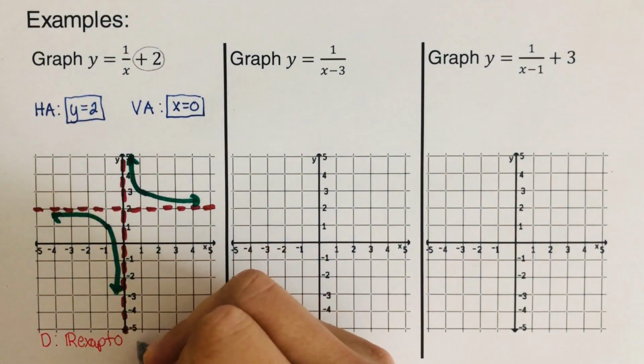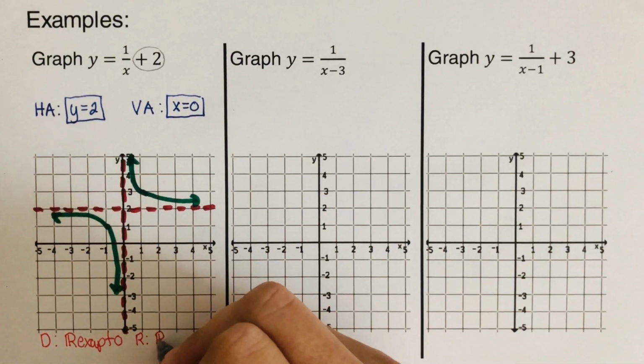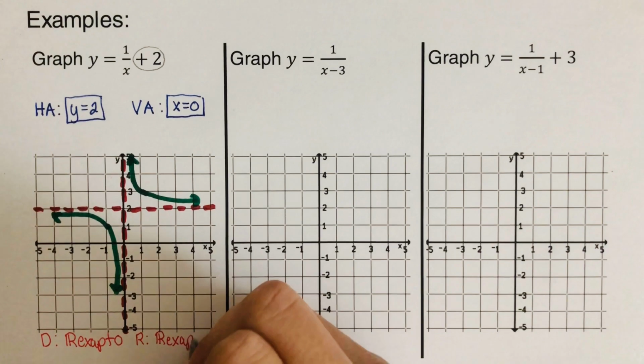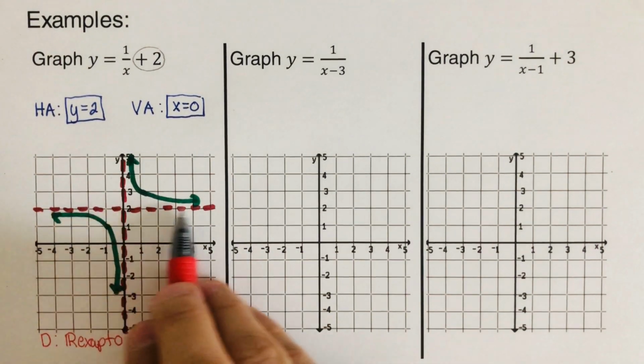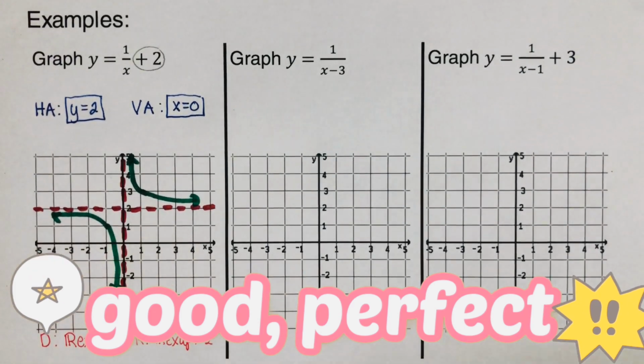Now, I'll give you a trick on how to determine the range. The range would always be all real numbers, and the exception for that would be the horizontal asymptote, which is 2. So that would be all real numbers except 2. Did you get the same answers as this? Good. Perfect. Now let's move on to the next one right here.